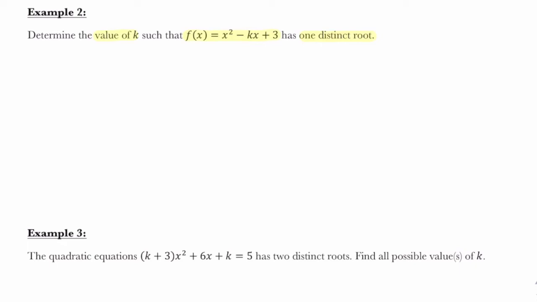Let's begin by writing it out. Our discriminant, remember, is b squared minus 4ac. What has to be true about the discriminant for it to have one distinct root? Well, it has to equal 0. So the left side of this expression will equal 0.